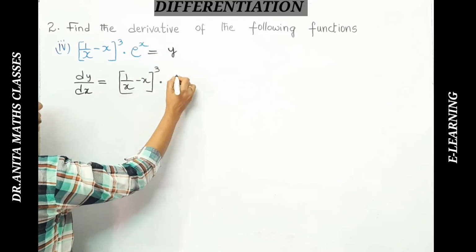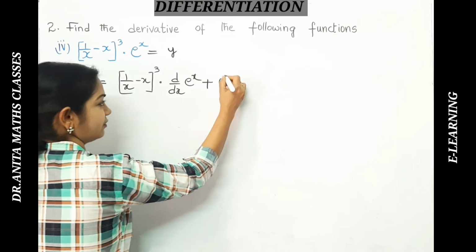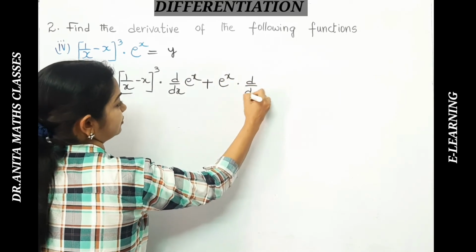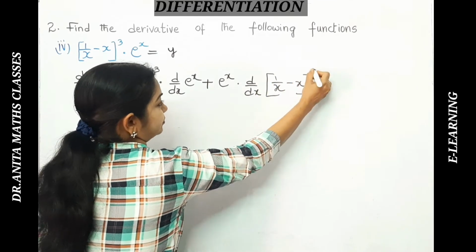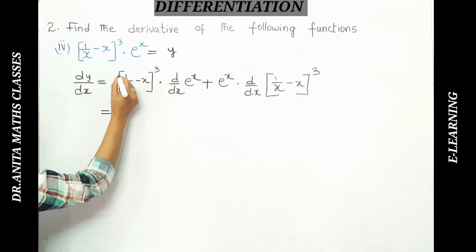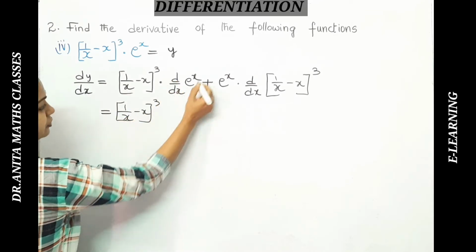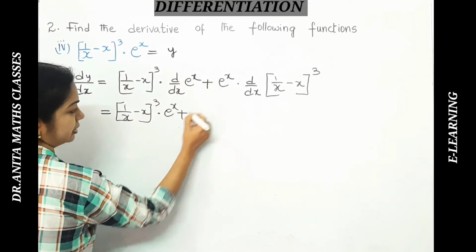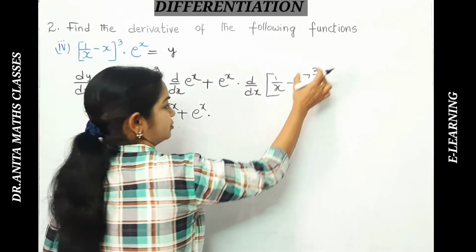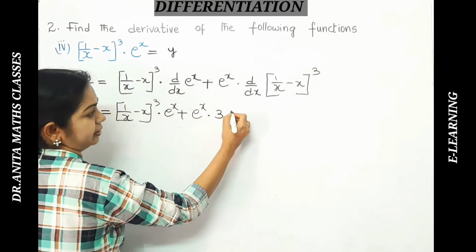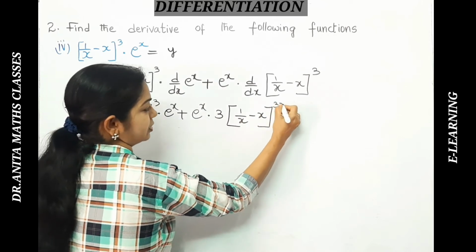into d by dx of e to the power of x, plus again v function as it is, d by dx of u function, that is 1 by x minus x whole cube. So this 1 by x minus x whole cube, differentiation of e to the power of x is e to the power of x only, and differentiation of this, this is x to the power of n function like that, n x to the power of n minus 1, that is 3 minus 1, that is 2 only.